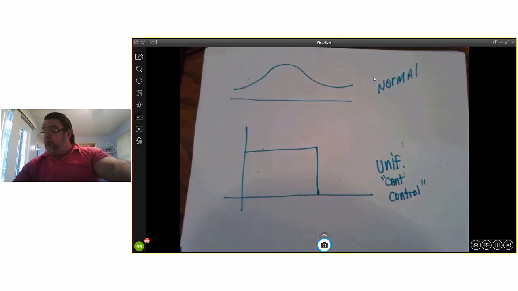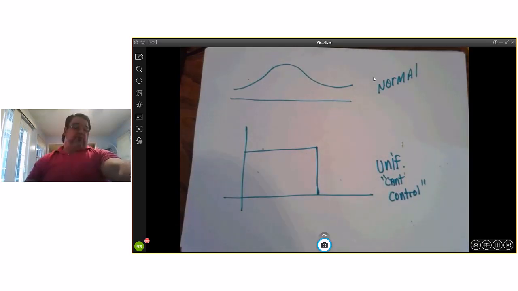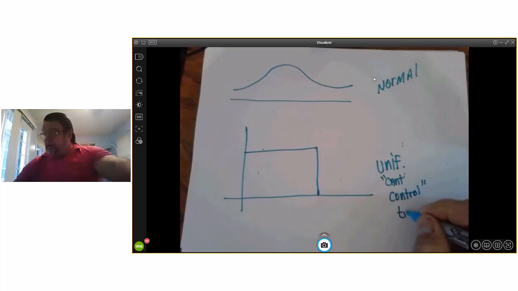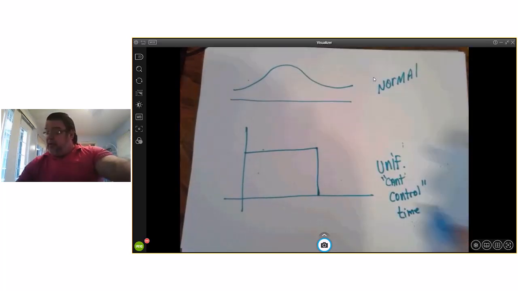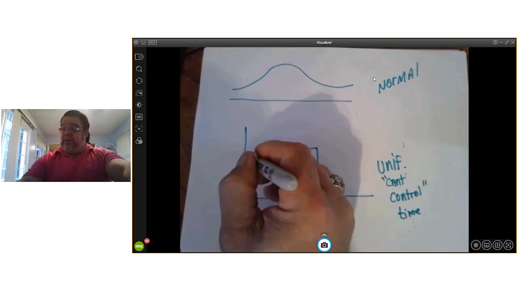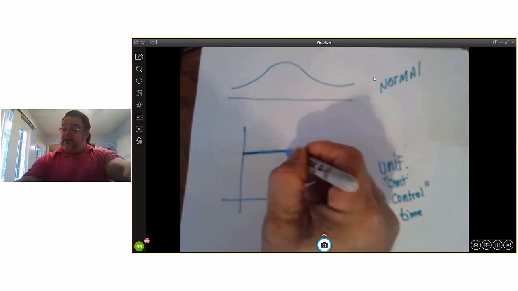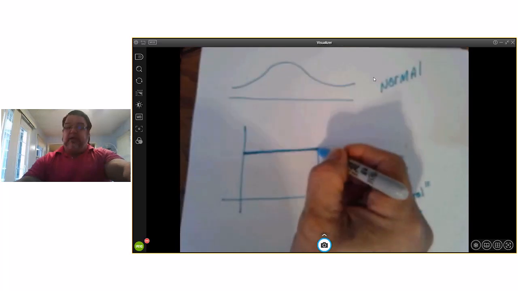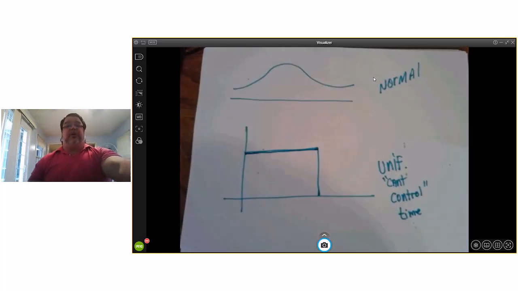What's the one thing in life that we cannot control? Starts with a T. Time. We cannot control time. So therefore, it does whatever it wants to. And that means that it does a straight line like that because there's no variation in time.